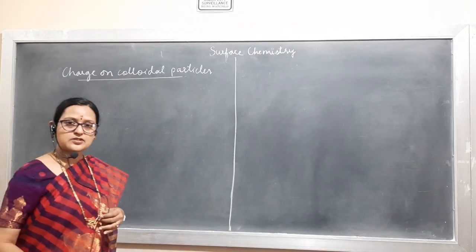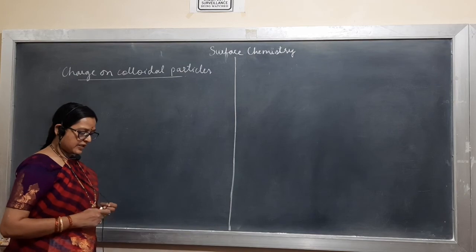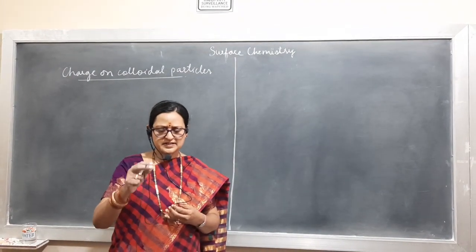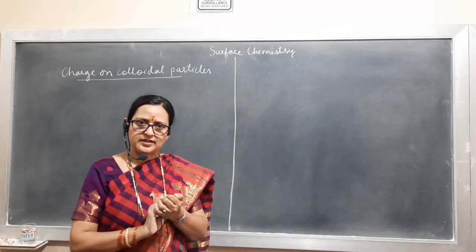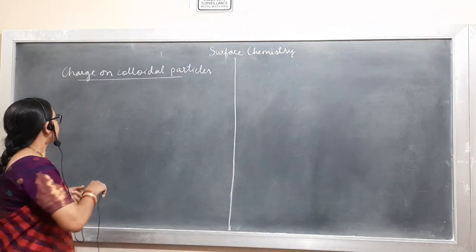Next is charge on colloidal particles. These particles have some charge, either positive or negative. This charge is because electrolyte ions go and settle on them. So, let us take one example and study.